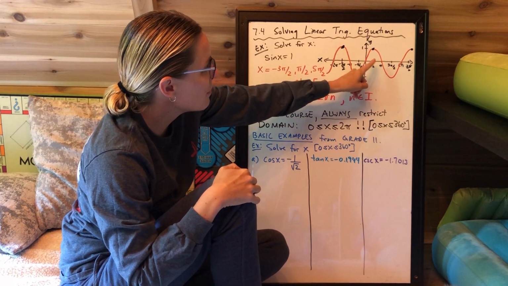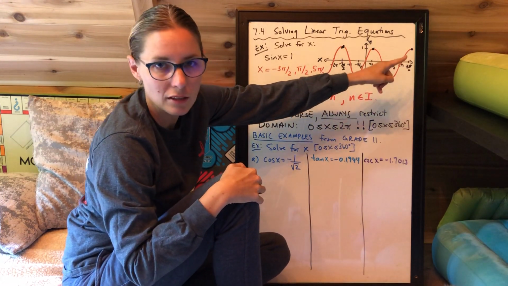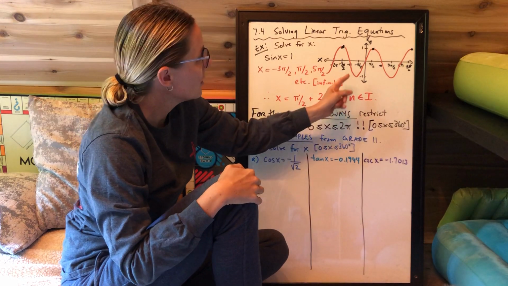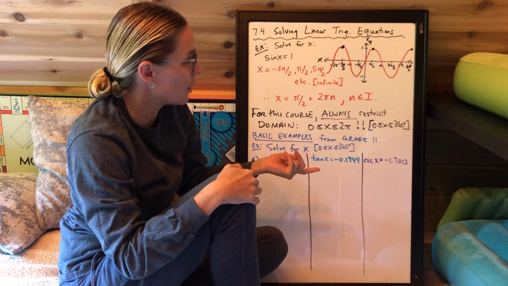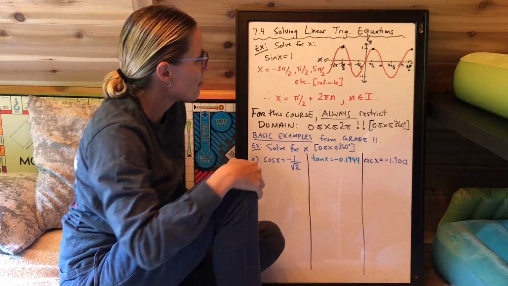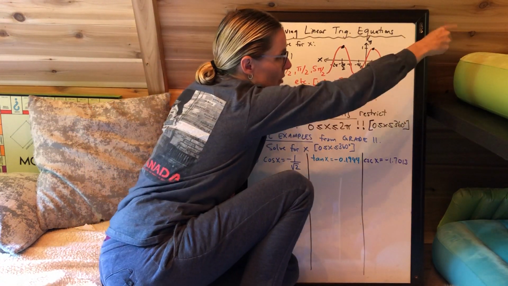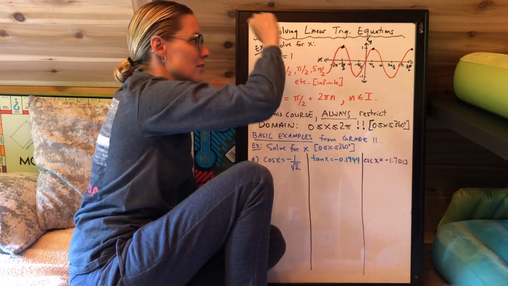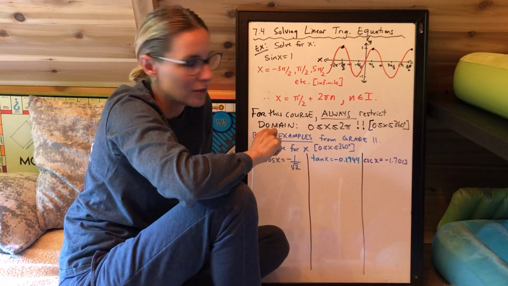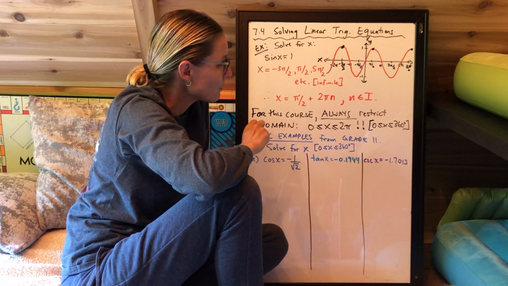In fact, they keep increasing by 2 pi. Why do they increase by 2 pi? Because the period of sine or cosine function is exactly 2 pi radians, or 360 degrees. So if I keep adding 360 degrees, I'll keep finding all the values that equal 1. If I keep subtracting 360 degrees, I'll find the ones on the left side of the axis that equal 1.